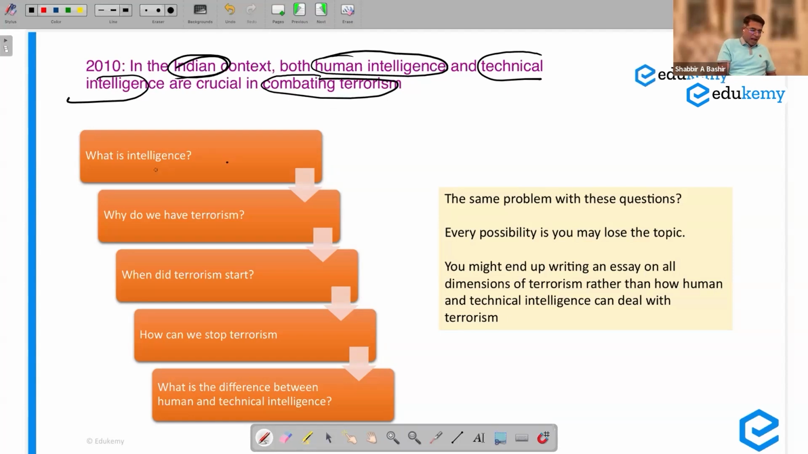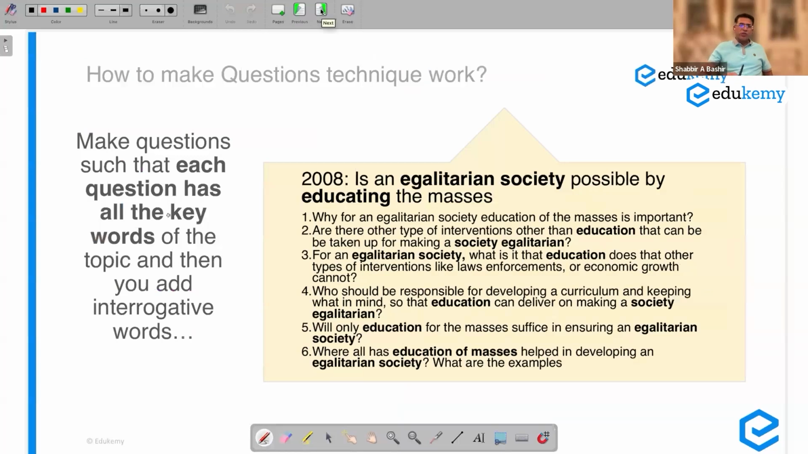In this question, I have only the word intelligence. I don't have the word Indian. I don't have the word terrorism. In this question, I have the word terrorism. I don't have the word Indian. I don't have the word intelligence. So what I must do is frame questions where every question has all the keywords.